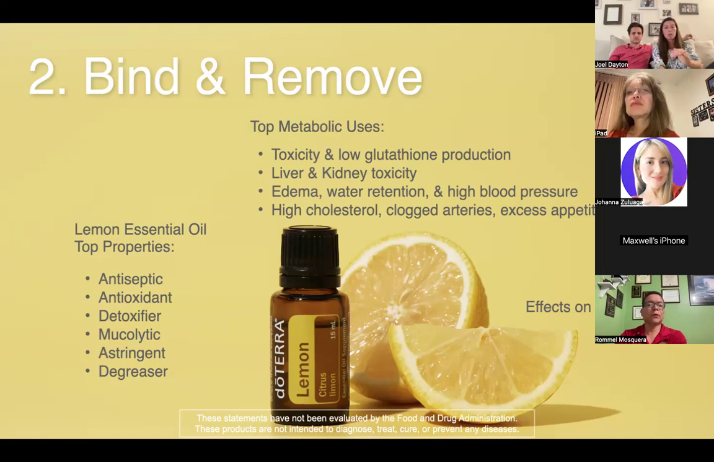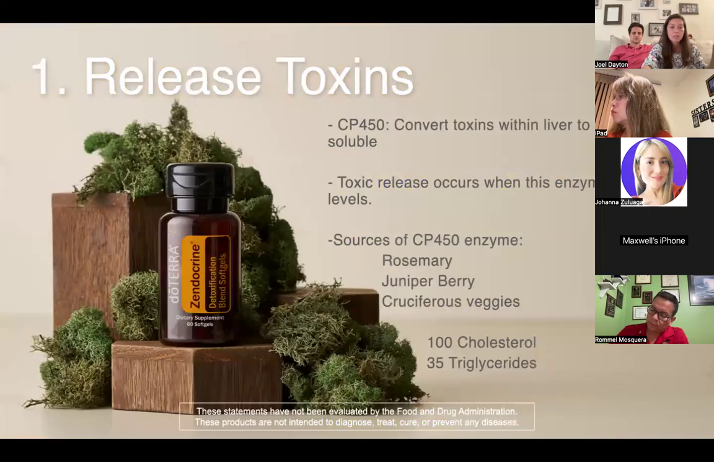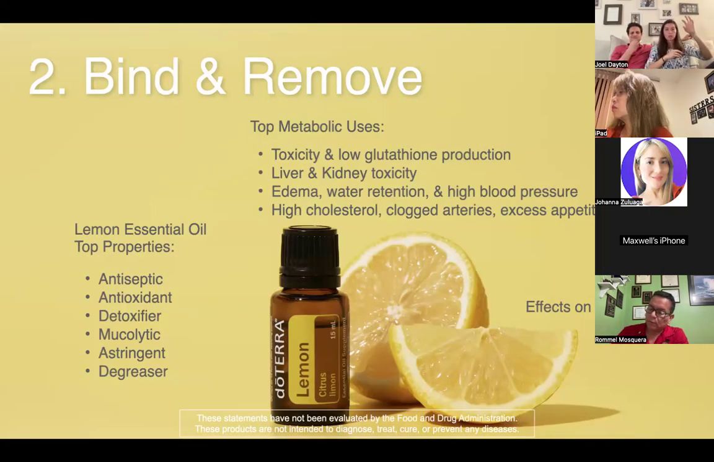So you'll see under the top metabolic use here of lemon, it says toxicity and low glutathione production. Lemon essential oil is known to help produce higher levels of glutathione. So it's that binder to help pull those toxins that we pulled out from here. Now those toxins are floating around, and this lemon helps produce that glutathione to pull them out of the body, so we're not just having toxins running around free and creating free radicals in our body. And then you can see the list of other health benefits.